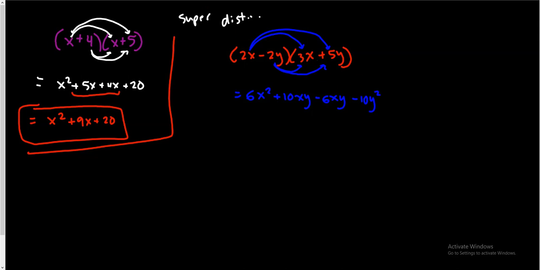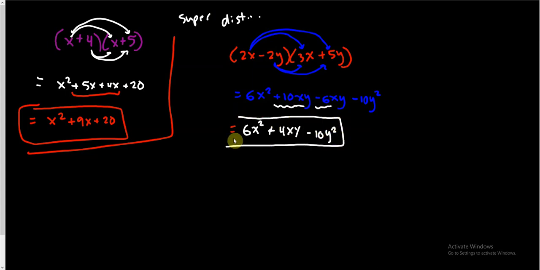Now with these, whenever you do have these, you're always going to need to look for the possibility of like terms. And if you look, I have a 10xy and a minus 6xy. So those are like terms. 10xy minus 6xy gives us a positive 4xy. And bring down your minus 10y squared. Okay, this is not so difficult. Let's just do a few more examples before I give a weird shift to this.